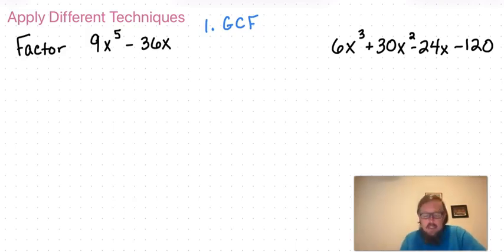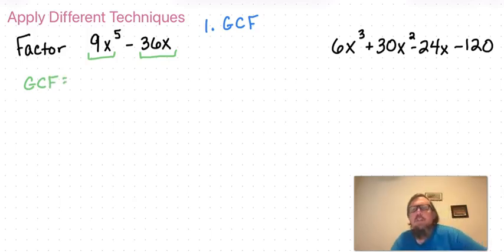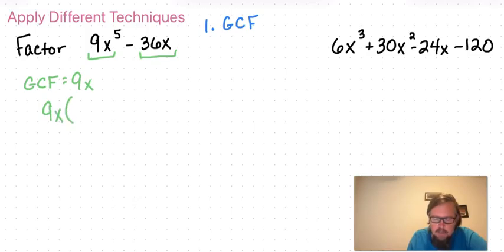And so the first step for any factoring problem, no matter what, is to find the greatest common factor. In this first problem, it's a binomial. We've got two different terms, a 9x to the fifth and a 36x. The first thing we want to look for is a greatest common factor. And this binomial has one. 9 and 36 are both divisible by 9, and x to the fifth and x are both divisible by x. So this has a greatest common factor of 9x. And so step number one is to factor out that greatest common factor. This is going to lead us to 9x times x to the fourth minus 4.